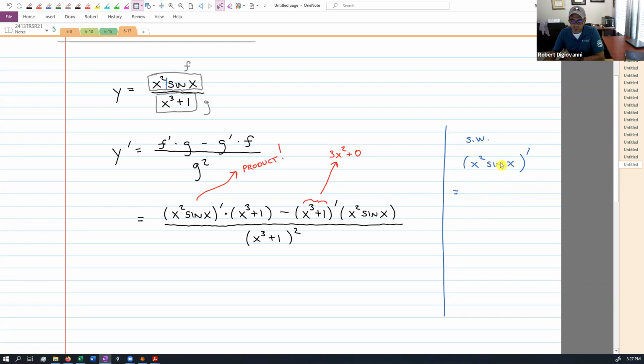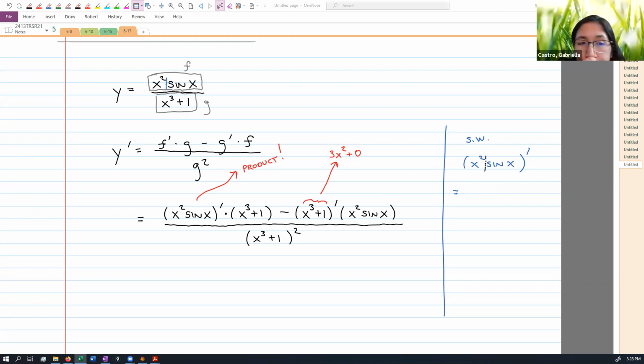So the derivative of x squared sine x would require the product rule. And I'm going to go on to Roger. Is Roger here? Gabriella? Okay, we've already done this one, but I want to see if you can just run me through this real quick. What would the derivative of this product be? It would be 2x sine x plus x squared cosine x.